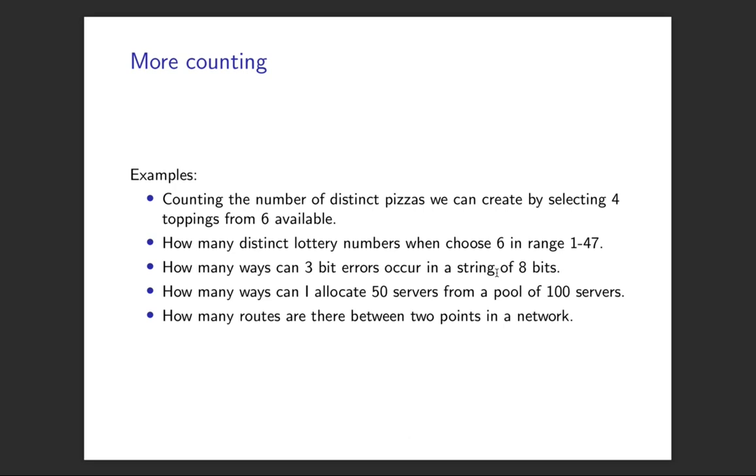So here's an example. Suppose we have a pizza. We've got 6 possible toppings. We have to choose 4 of those for a pizza. How many different pizzas can we make? Or suppose we have lottery numbers. We can choose 6 numbers between 1 and 47. How many different lottery numbers can we choose? And so on, right? That's the kind of thing we're trying to count.